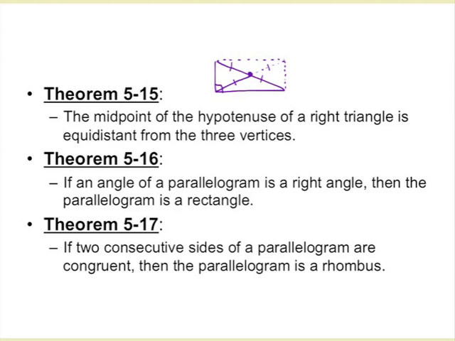Next one says if an angle of a parallelogram is a right angle, so we know that we have a parallelogram, and we know we have a right angle, theorem 516 says that's enough to call it a rectangle. We don't actually have to show all 4 angles are the same. It's sufficient to just say that it's a parallelogram with a right angle. Are we just trying to prove rectangles? You'll have some problems. There will be 2 proofs in the assignment that ask you to prove that a parallelogram is a special figure like a rectangle or a rhombus.